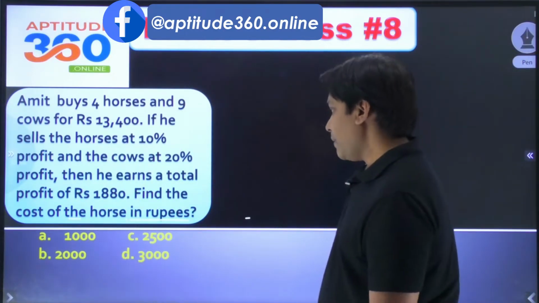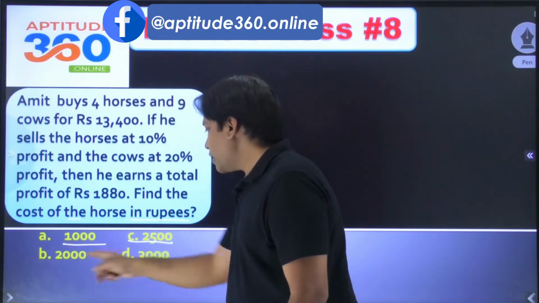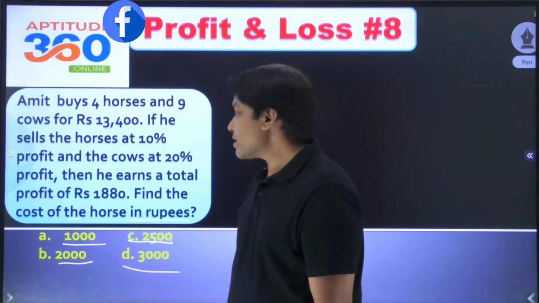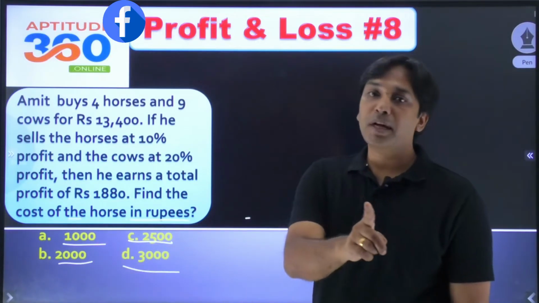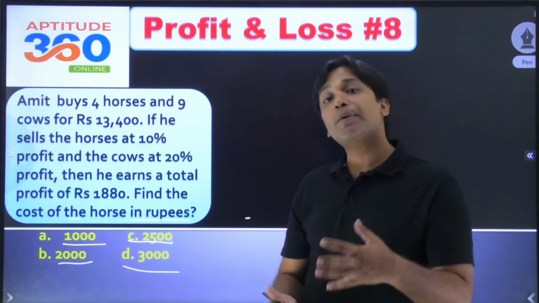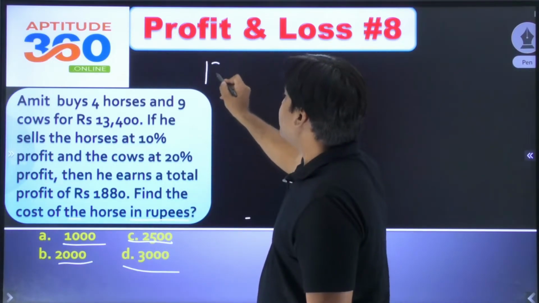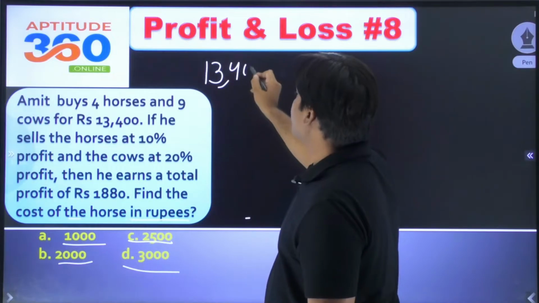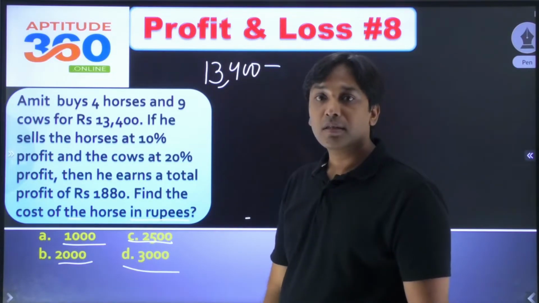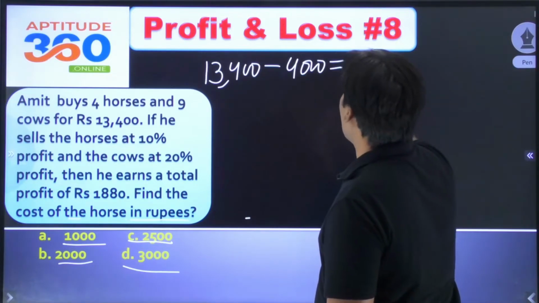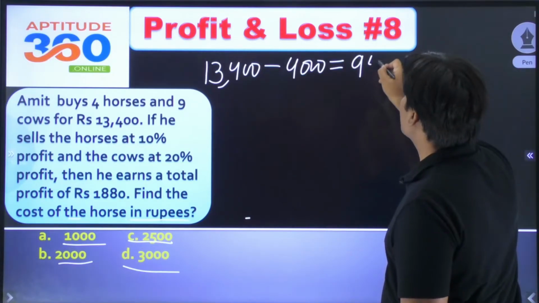I say that okay, there are options. I'm gonna use these options. My first option says that the price of one horse is coming out as 1,000 rupees. So what is going to be price of 4 horses? It is 4,000 rupees. So collective price is what? 13,400, the collective cost price. Out of this, 4,000 will be subtracted, and then I'm going to be getting 9,400.